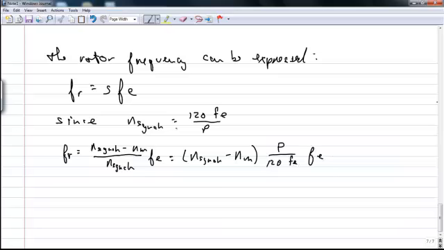Here I've substituted in this expression for the synchronous speed in the denominator, and this is equal to P over 120 times the difference between the synchronous speed and the shaft speed. And we see that we can actually express the frequency in the rotor as an expression that doesn't explicitly have the stator frequency in it.